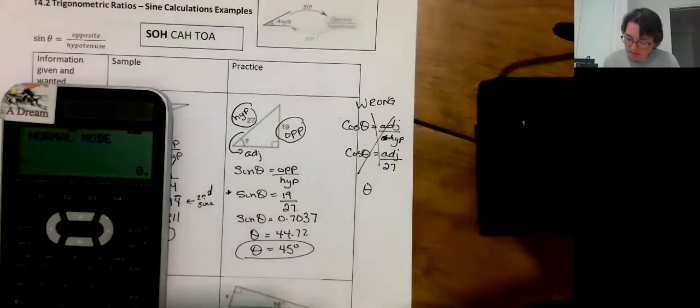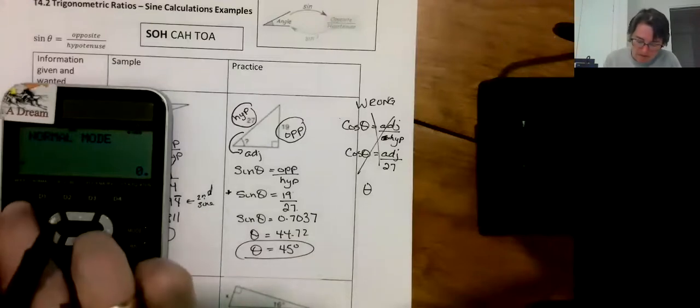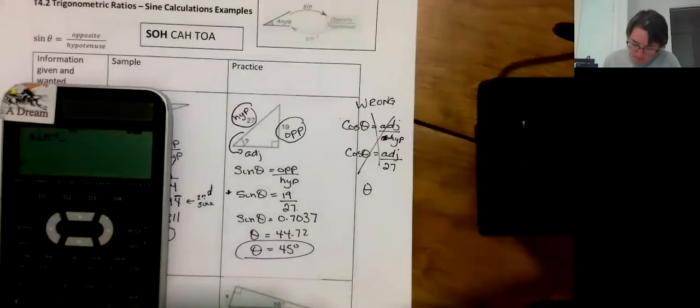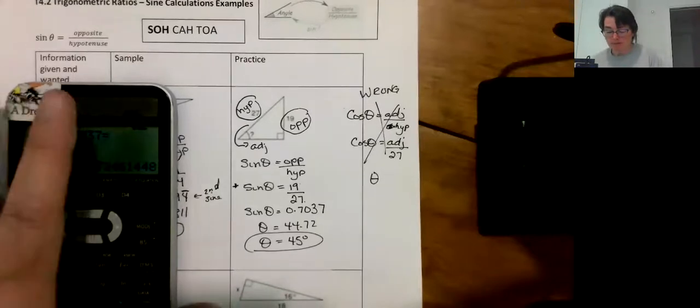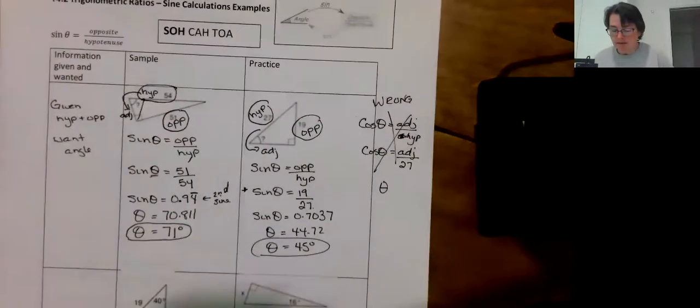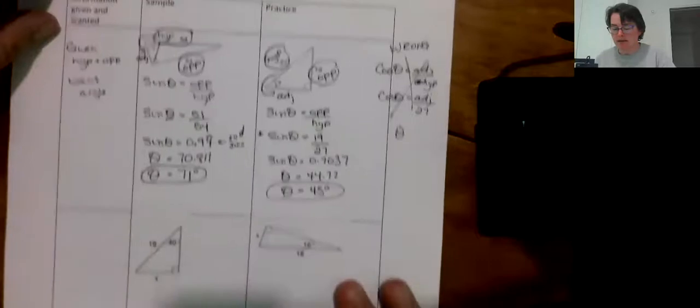Now, if your calculator isn't fun like mine, you can always go second and sine, and then type in 0.7037, and you still get 44.72. So either way works. Cool? Cool. All right, let's look at this matching pair down at the bottom.